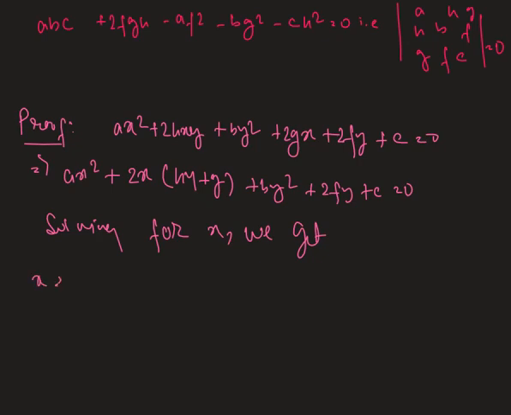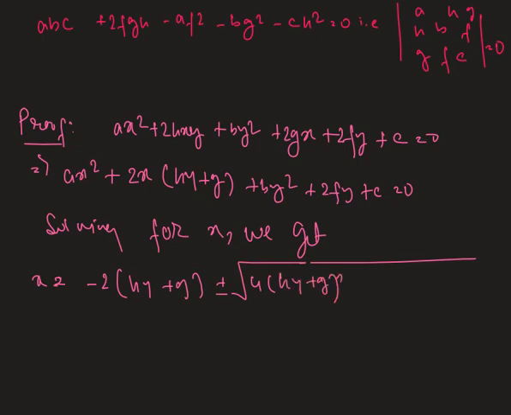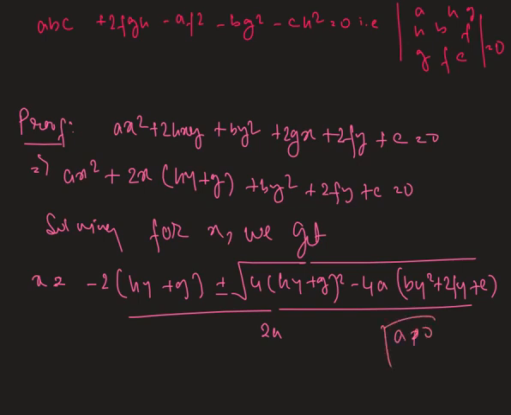x is equal to minus 2 into (hy plus g) plus minus root over 4 into (hy plus g) whole square minus 4a multiplied by (by square plus 2fy plus c), whole divided by 2a, where a is not equal to 0. Okay.